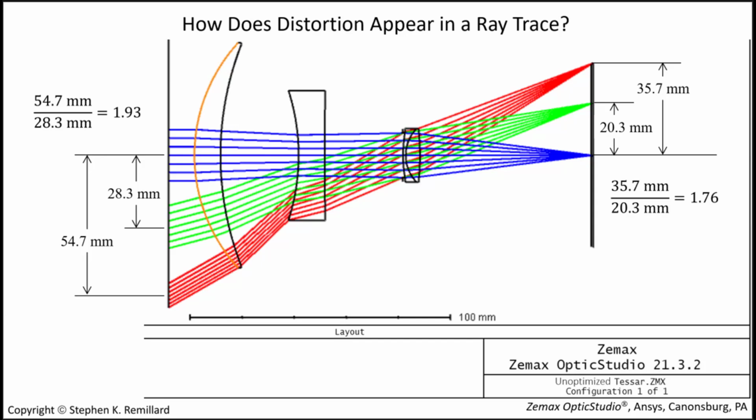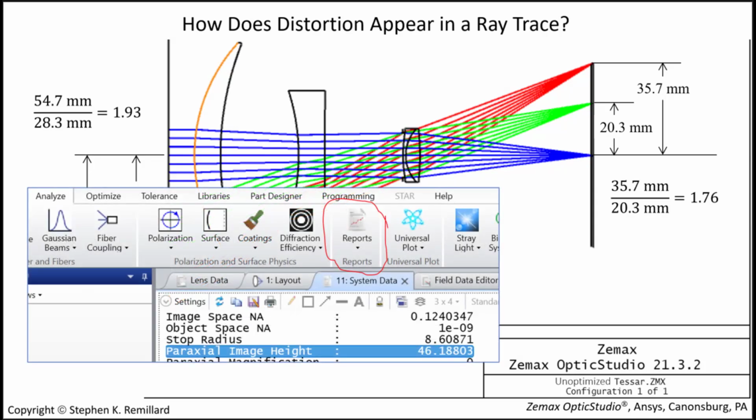These computed ratios of outer to image field heights make that point. And you can compute the percent distortion right from this ray trace. You only need to know one more thing. Go to the Analyze tab in OpticStudio, pull down Reports, and select System Data. In this report, you'll find the paraxial image height.